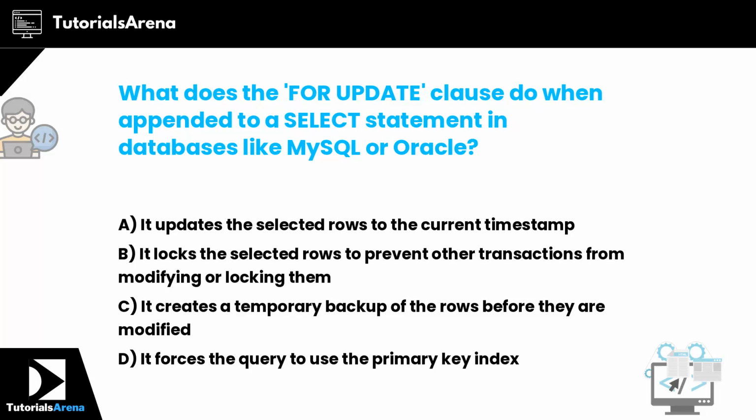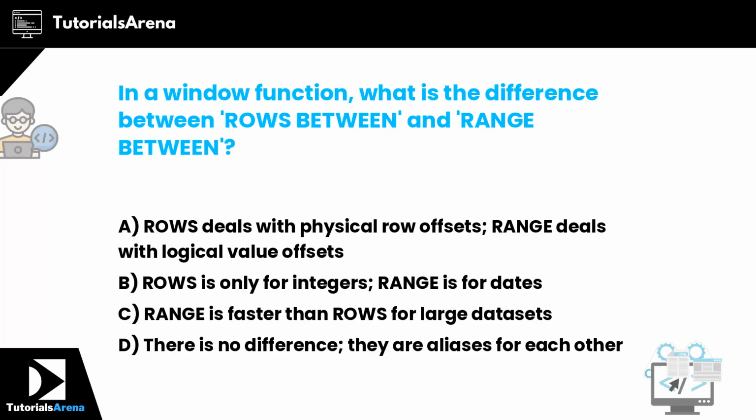What does the FOR UPDATE clause do when appended to a select statement in databases like MySQL or Oracle? Answer is B. It locks the selected rows to prevent other transactions from modifying or locking them. In a window function, what is the difference between rows between and range between? Answer is A. Rows deals with physical row offsets. Range deals with logical value offsets.